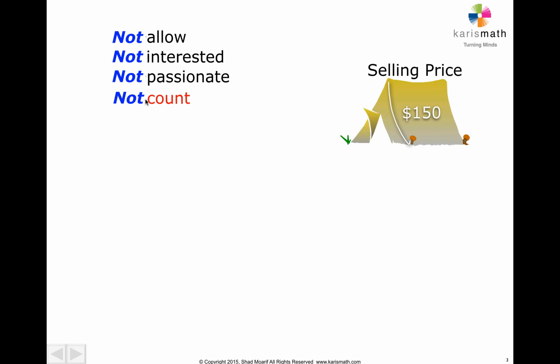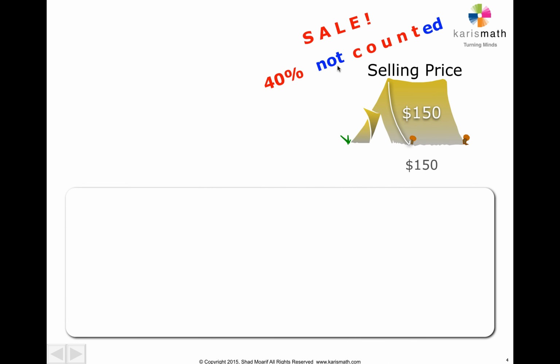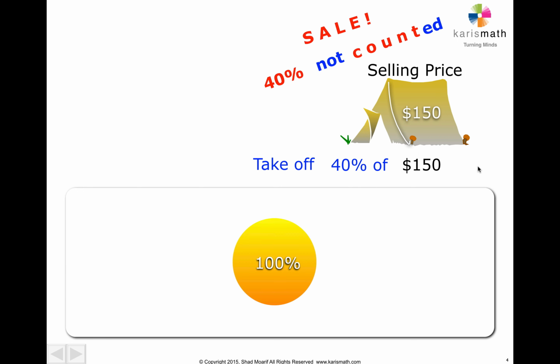Do not count. If the selling price is $150, there's a sale coming up and there's a 40% discount, means do not count the 40%. That's all that it means. If it costs $150 and it says do not count 40%, means take off 40% from the $150 price. That's all that it means.